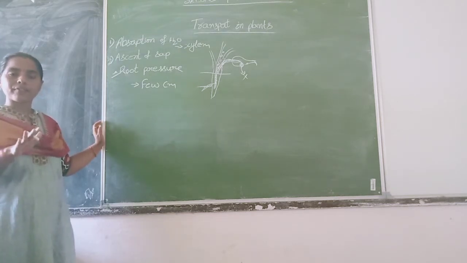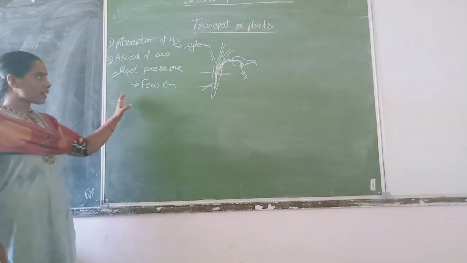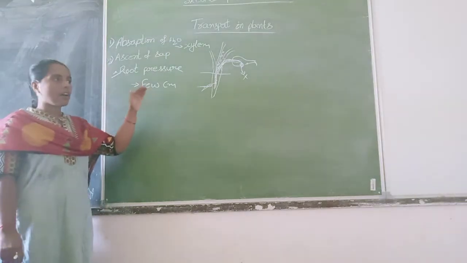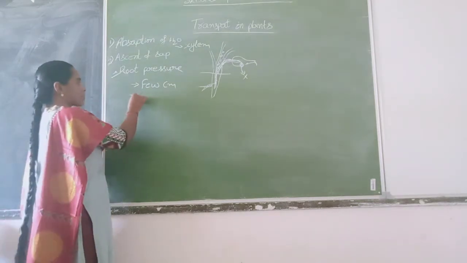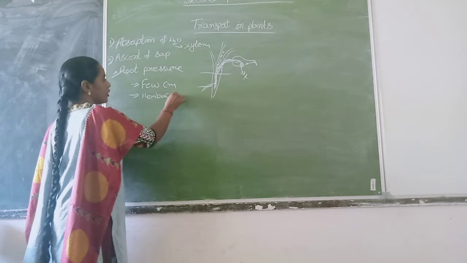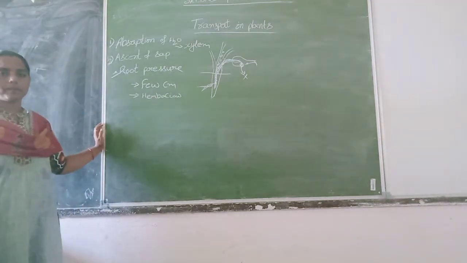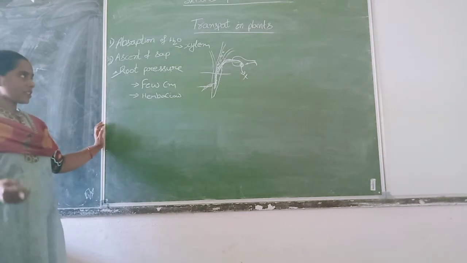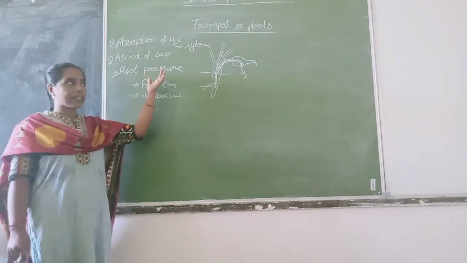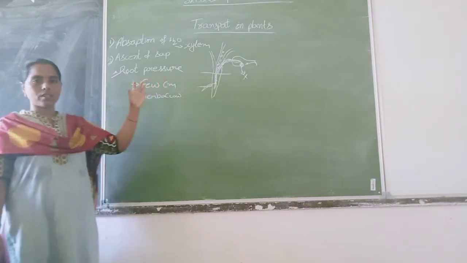But it is not sufficient to transport for the tallest plants. It is sufficient for the herbaceous plants which are smaller in height. A few feet. Smaller plants, herbs, for these plants this root pressure is sufficient, but it is not sufficient for the tallest plants. Okay?